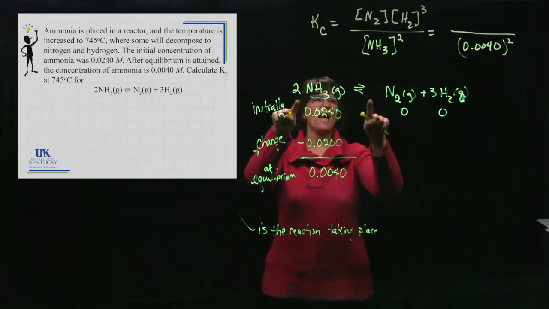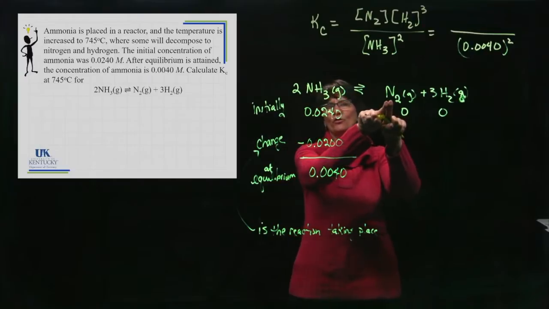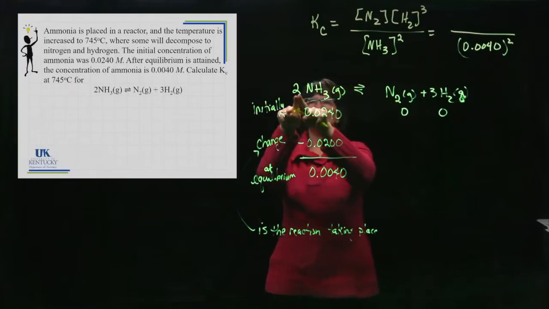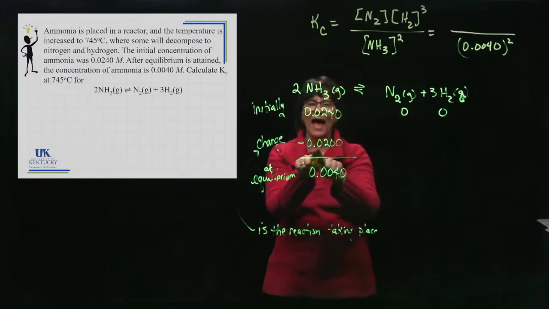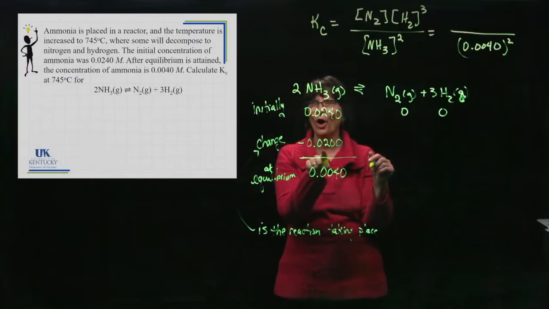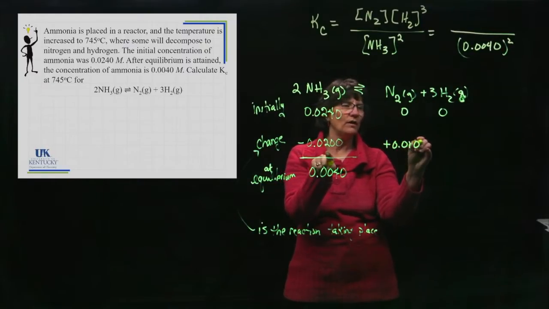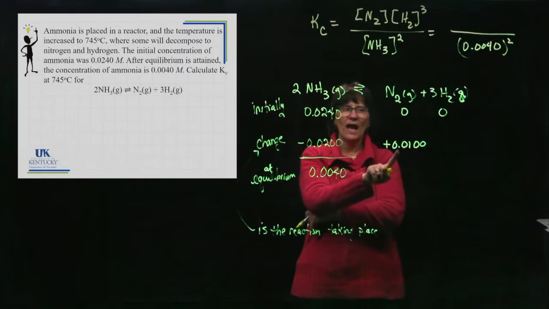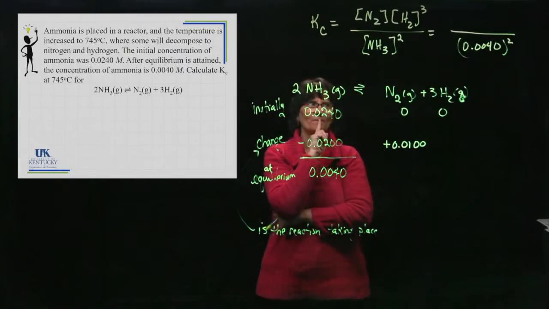Now, the reaction is taking place here. So let's look at our balanced reaction. Every time 2 of those reacts, how many of those are made? Every time 2 of those reacts, 1 of those is made. I reacted 0.02 of those, so I'm going to produce 0.01 of these. You see that? I'm producing half as much as I used up of this.